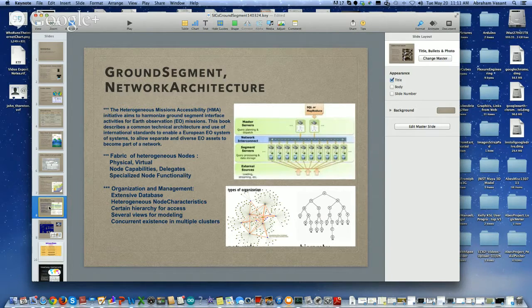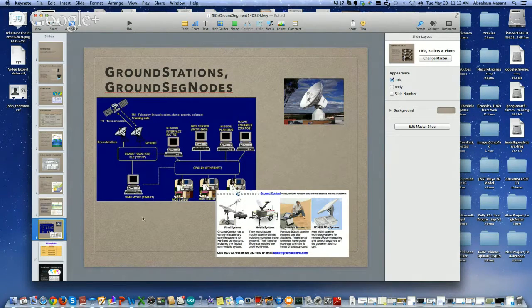Specialized node functionality also will be classified, grouped, cataloged somewhere. The organization, the management, and extensive database of heterogeneous node characteristics, certain hierarchy for access, several views for modeling, and concurrent existence of the same node in multiple clusters, if you can manage that level of complexity. The picture on the bottom side shows typically when you try to view it, it may look on one hand belonging to several cluster members, while on another hand, the way to access a specific capability may be through a hierarchical method. And these are all something which we'll go to in the future.